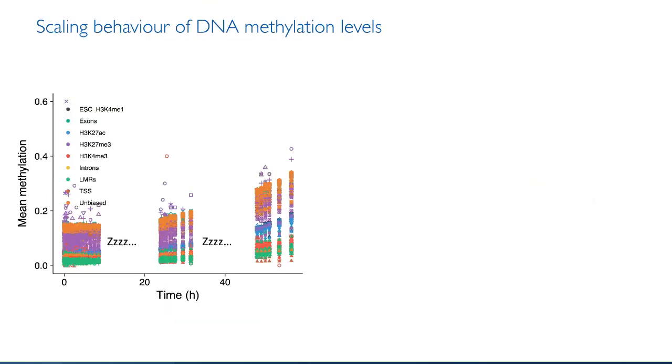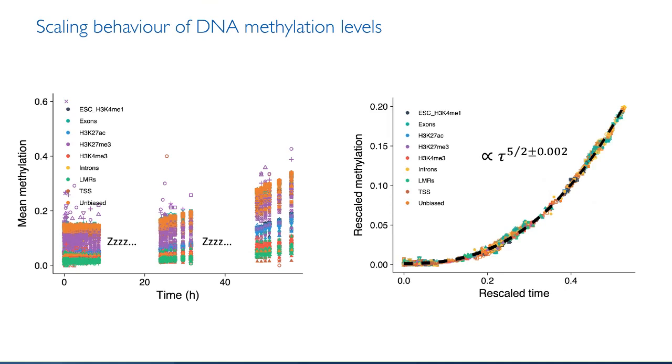DNA methylation, as you know, is regulated locally by many different factors, and consequently, average DNA methylation was established with different rates for different functional annotations. However, we found that actually these curves differed only by a single number, such that when we rescaled time, these curves all collapsed onto a single curve. And I think in one of the earlier talks, we already have seen another example of data collapse.